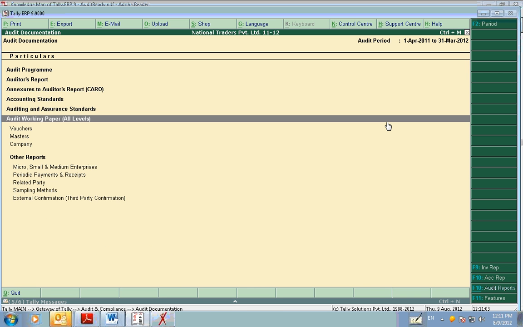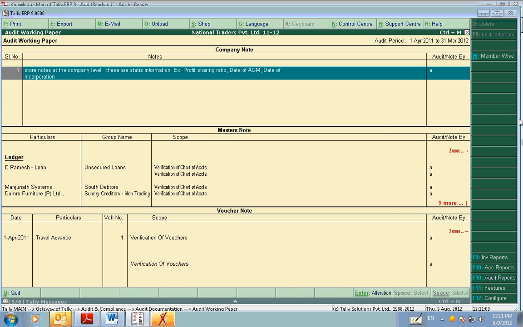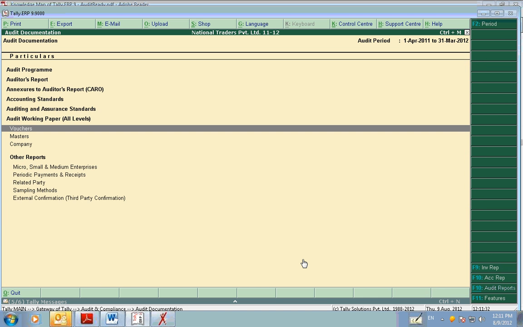Then talking about the working papers, as I was saying, if you are giving any notes to the company name and all that, you can just select it and give it, and as and when you give it, it gets captured in the entire history of this audit working paper. For the three areas, company, master and voucher details, whenever you work on that particular area, if you feel a note has to be made, you can accordingly select this.